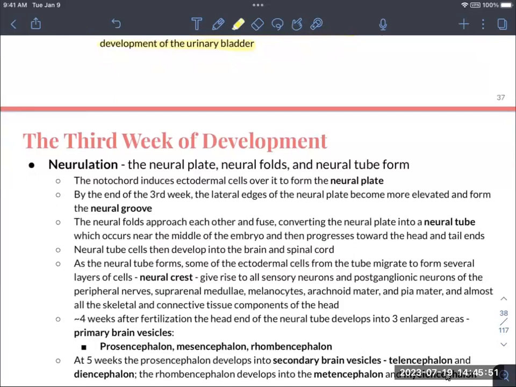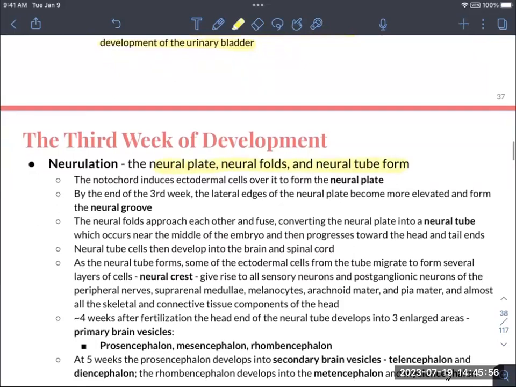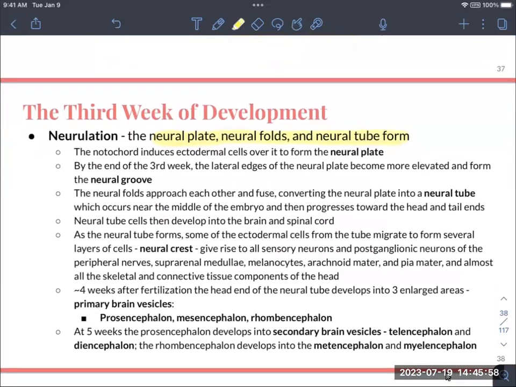Neurulation. That's that neural plate, neural folds, and neural tube that are forming. So those ectodermal cells are going to start to form that neural plate. The end of the 3rd week, we get that neural groove. It's going to fold, fuse, and give us that neural tube. That neural tube, those cells are going to give us the brain and that spinal cord.